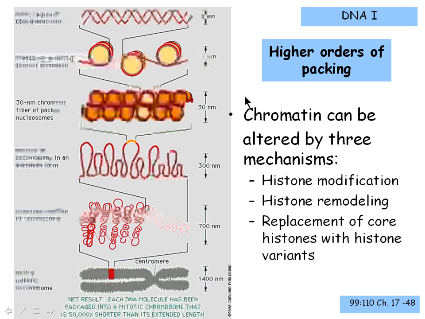So there are a lot of different things that can alter the structure of chromosomes. And there are three mechanisms that alter chromatin: histone modification, which we'll be spending a lot of time talking about, histone remodeling complexes, as well as the replacement of core histones with histone variants.